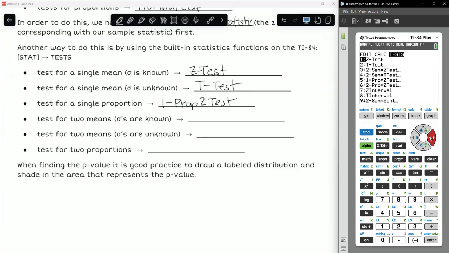You will notice options 3, 4, and 6 look very similar, but now they say 2-Samp and 2-Prop, because those are the function calls we use when we're comparing 2 means or comparing 2 proportions. So if it's 2 means and our sigmas are known, it's a 2-SampZTest. If sigma is unknown, it's a 2-SampTTest. If it's proportions, we're doing a 2-PropZTest.